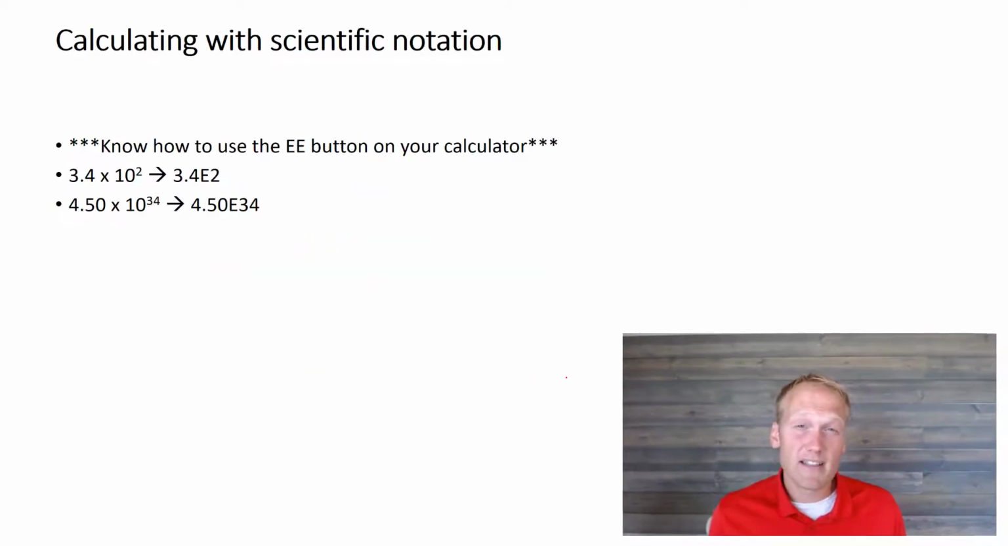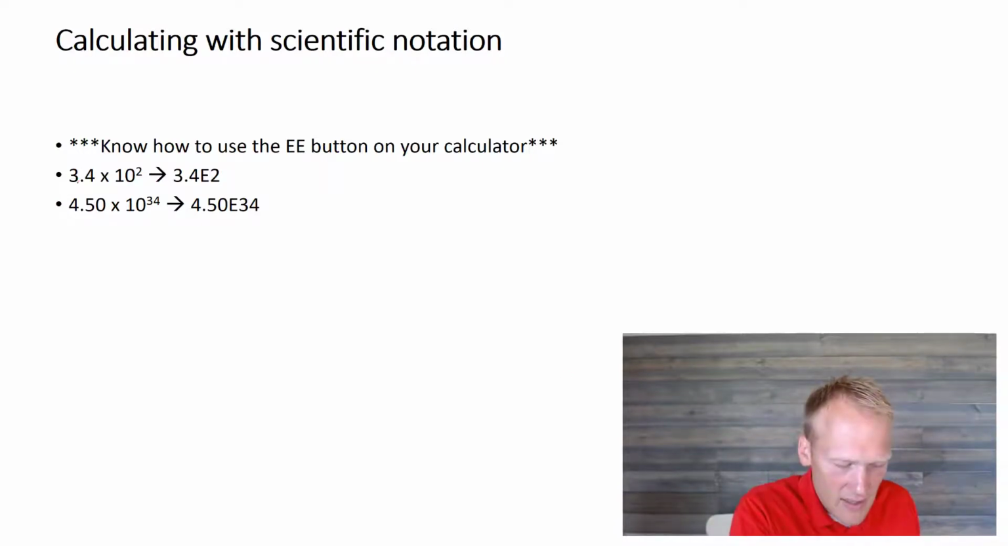So the most important thing in this class is not only understanding scientific notation, but you need to be able to do math with it. And the best way to do that is to use something on your calculator called the EE button. It tells your calculator, hey, I'm using scientific notation. The calculator therefore knows the correct order of operations.